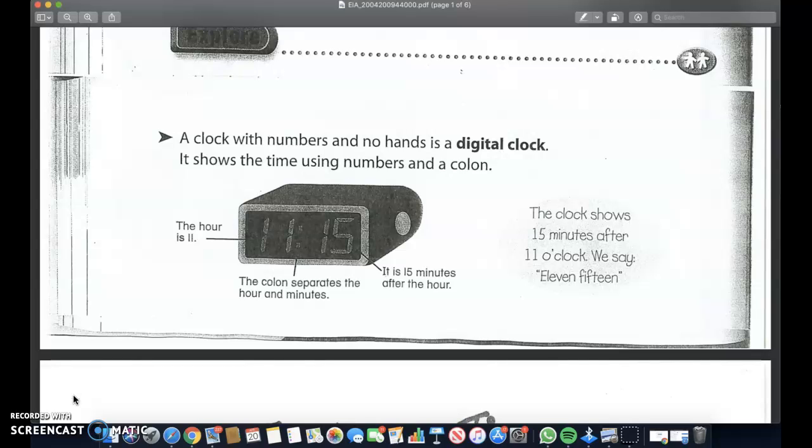In this video, we'll be focusing on time. So we'll be discussing some key vocabulary and how to tell time.